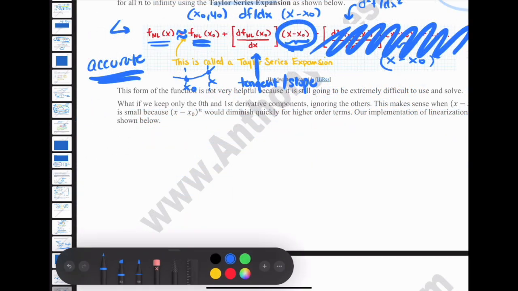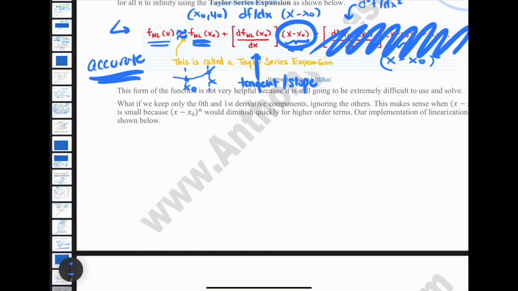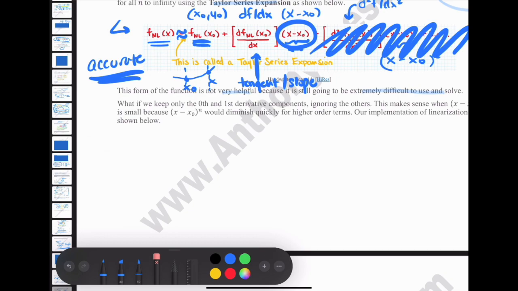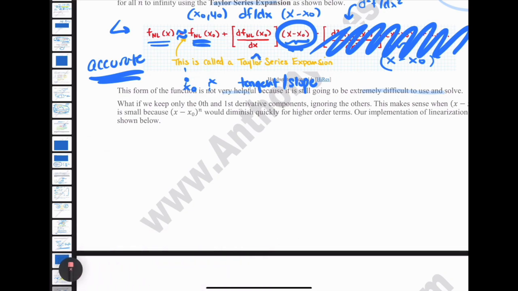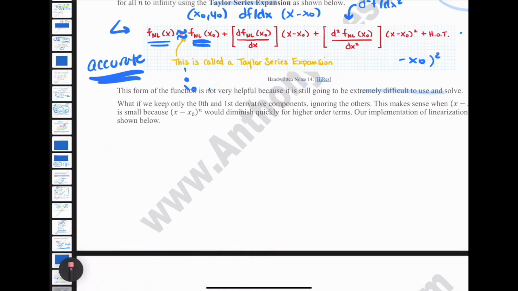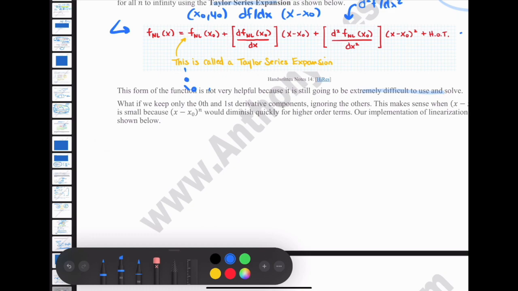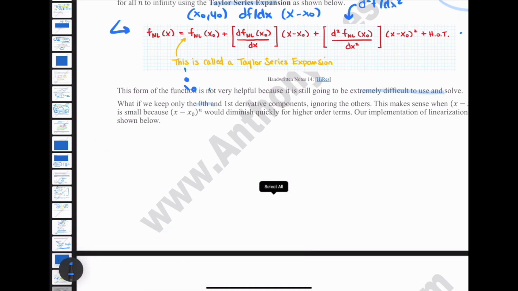The form shown above is not very helpful because it's still going to be extremely difficult to use and solve. I'm talking about the form where we take the Taylor series expansion all the way out to an infinite number of terms. But like I've said before, we don't have to do that. What if we only keep the 0th and the first derivative components?